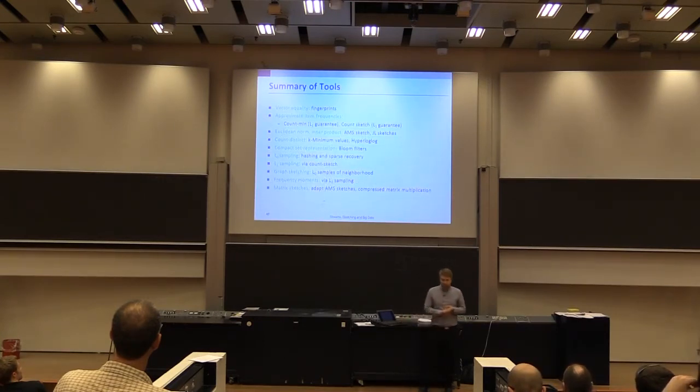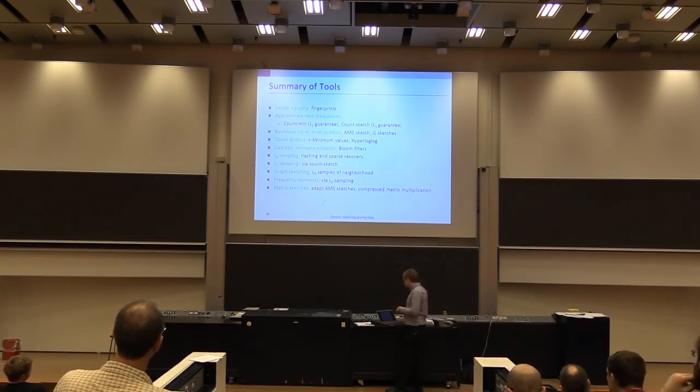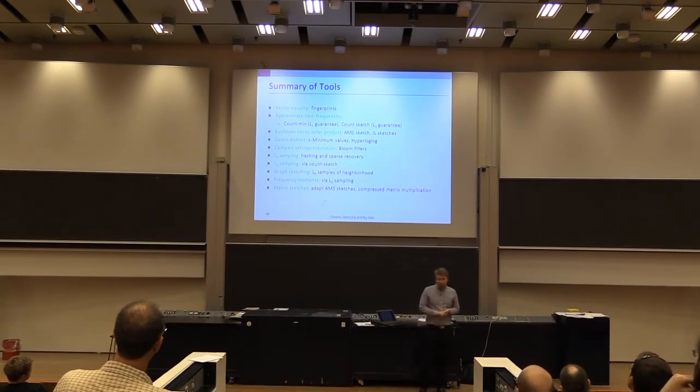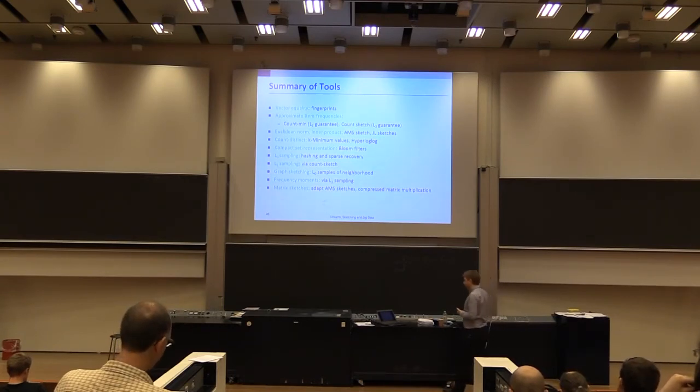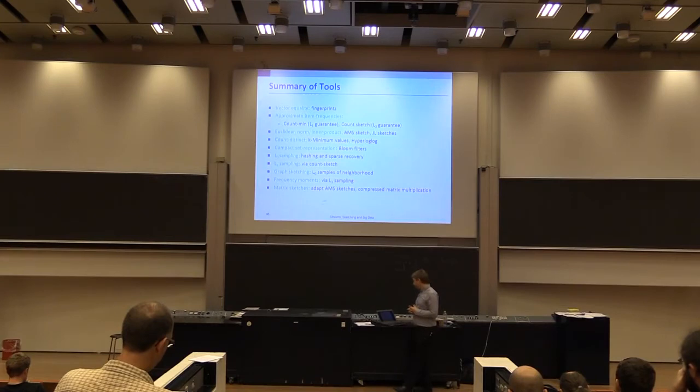So I want to wrap things up now, and take a look back at all the things that we can do here. In terms of using hashing techniques and building summaries over streams of data, there's actually quite a lot of things that we can do, right? We can do vector equality using fingerprints.